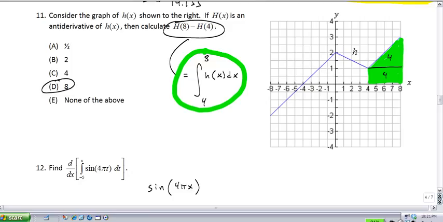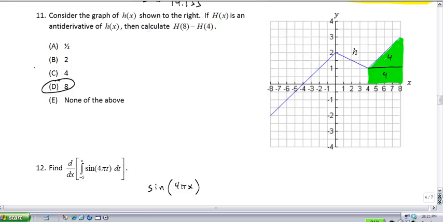Alright, so number 11. Number 11 is, well, I think it's a neat problem. And here's why. Okay. So first off, in number 11, you have to realize you're given a graph of little h. Okay, cool, fine. Problem is, they ask you about big H of 8 minus big H of 4.